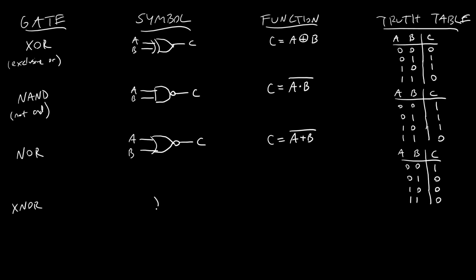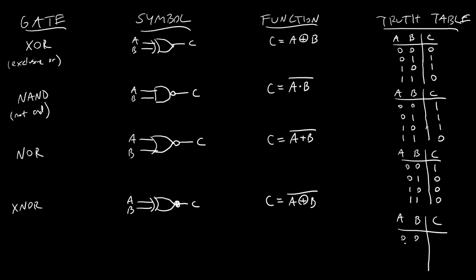Symbol for this one is going to be that XOR symbol with the extra little curvy line, output over here. Oh, sorry, and I forgot the little circle on the output for that one. Inputs A and B, function C equals A, and a plus with the circle around it, B, but then the not of the entire thing. And then the truth table is going to be the not of the XOR gate.